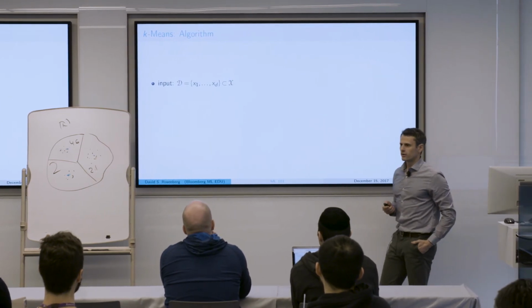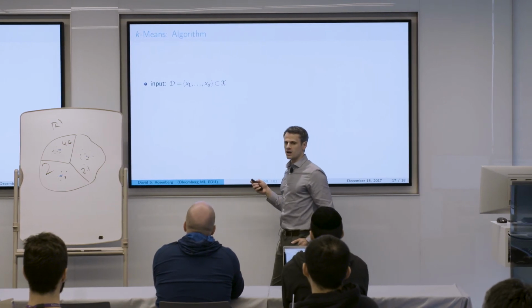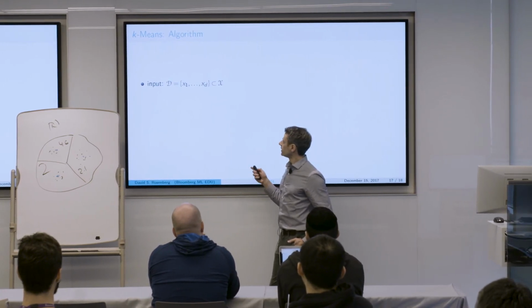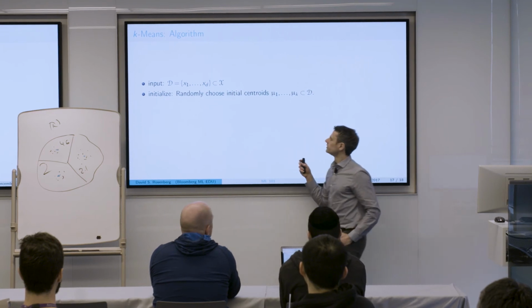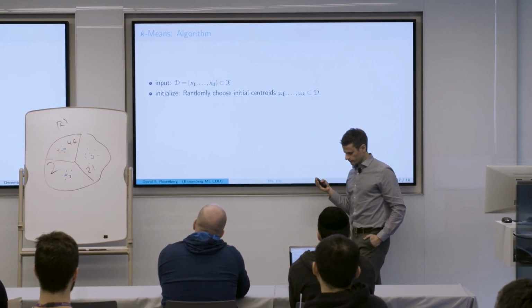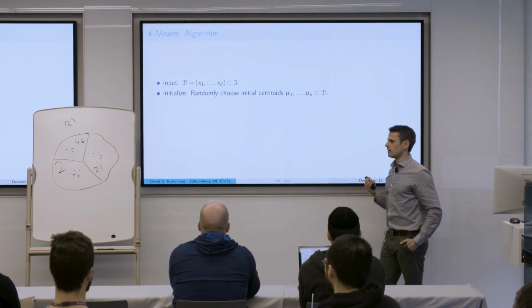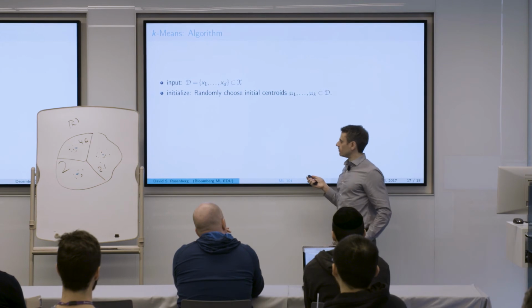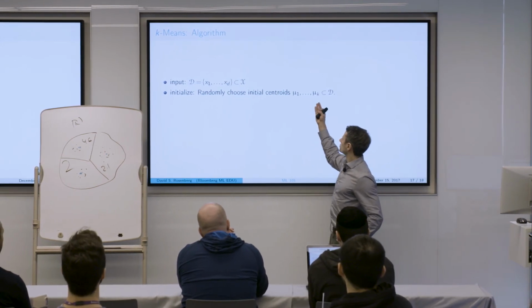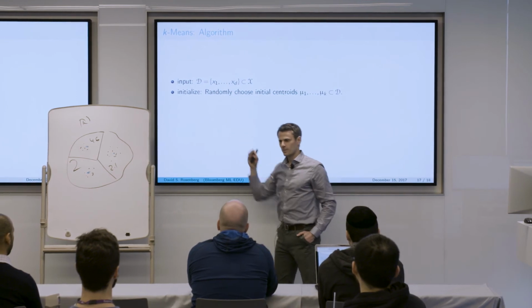Great. So the algorithm is one we know, but we're just recasting it in our slightly more formal setting. So we have our points. There are different ways to choose your initial points. It seems to be recommended to choose your initial centroids to be a subset of your data set.